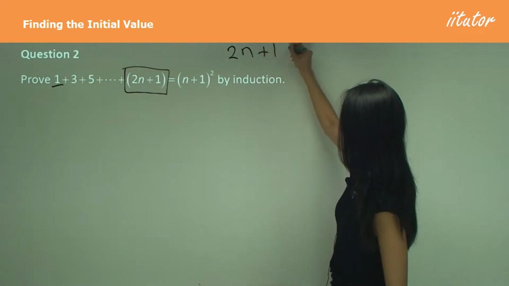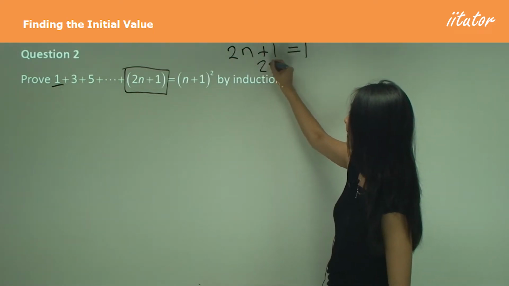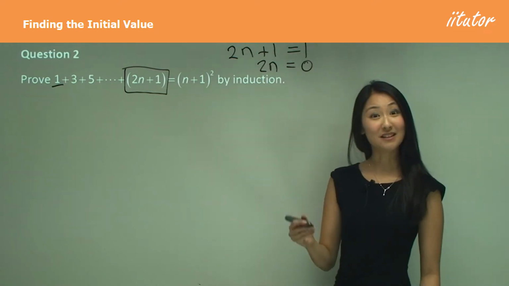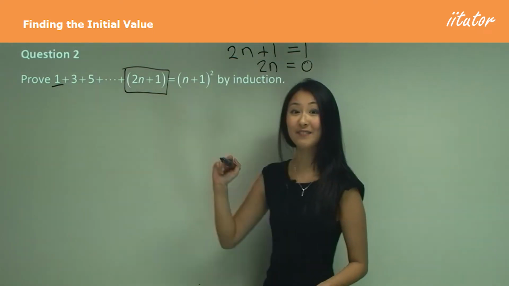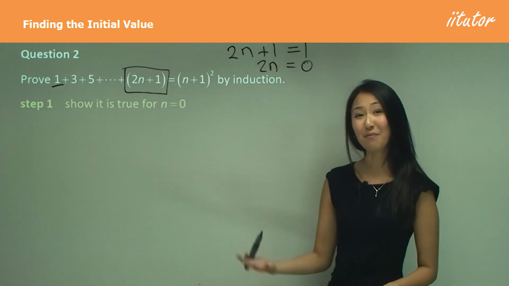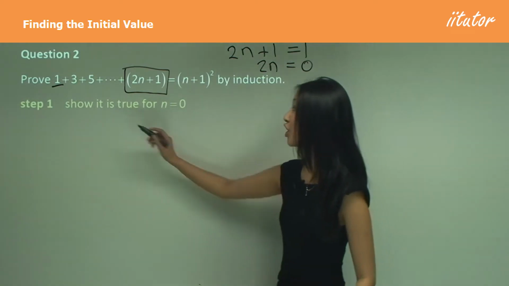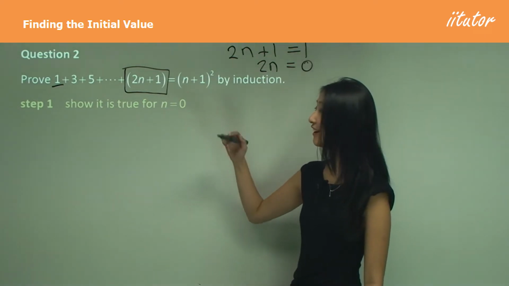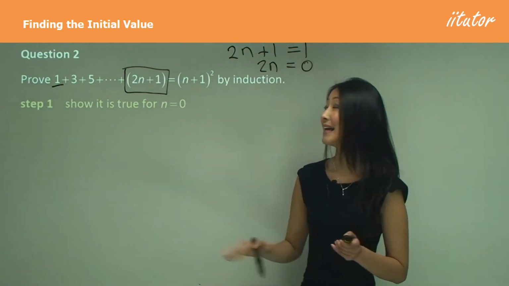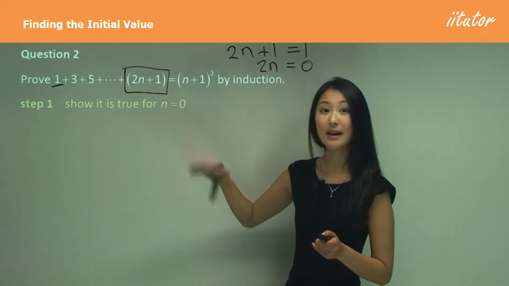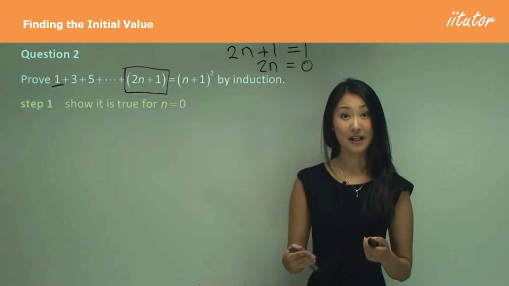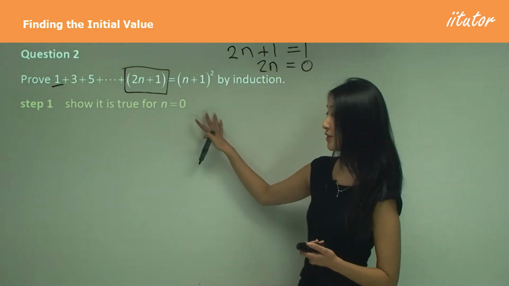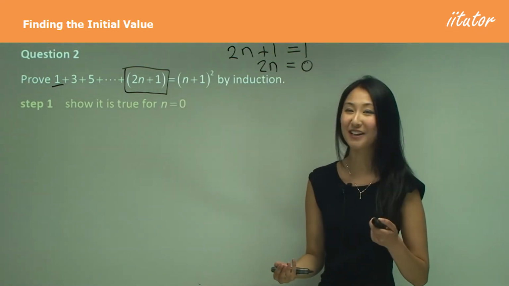2n plus 1 equals 1. 2n equals 0. So therefore n must equal 0 for the first term to equal 1. So that's why in step 1 we want to say show it is true for n equals 0. So what I want you to think about is your first part of step 1 is always finding out the initial value of n just by doing this. And then you can say show it is true for n equals whatever value it is.